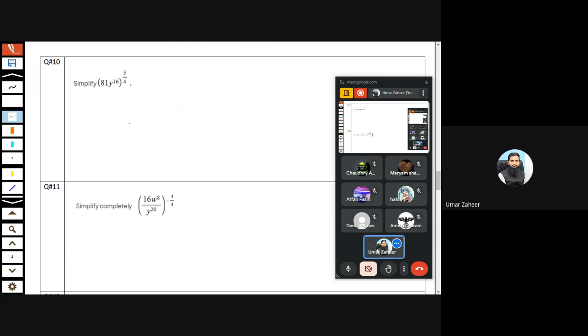Yes, Ahmed. We can write 81 as 3 raised to the power 4. And y raised to the power 16 stays as it is, and 3 to the power 4 as it is. Yes, Mariam. What will be our next step?